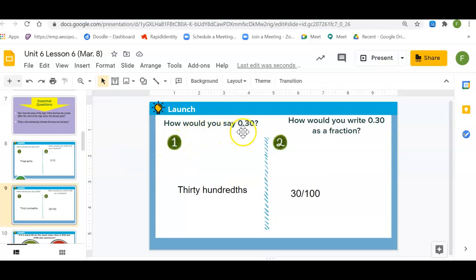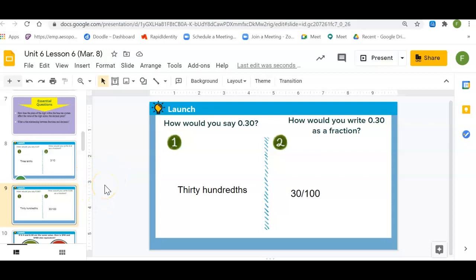How would you say 0.30? That is 30 hundredths. 30 hundredths. And I've gotten it written right here. How would you write 0.30 as a fraction? You would write it as 30 for the numerator and 100 for the denominator, 30 hundredths.